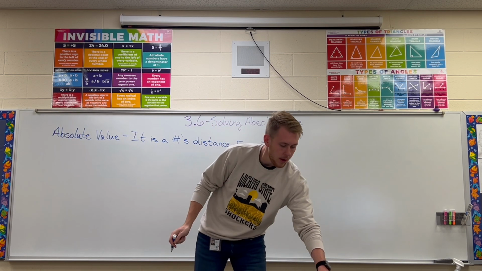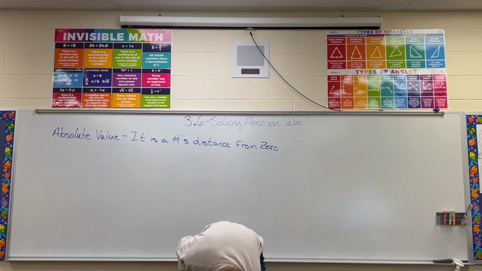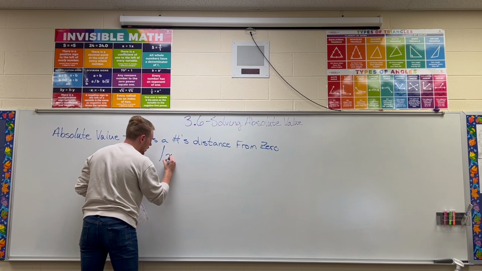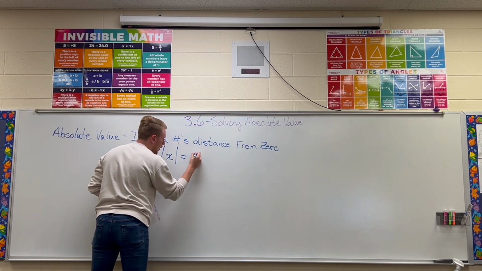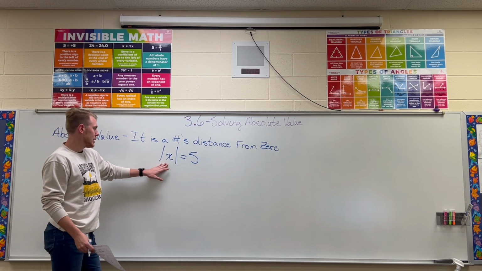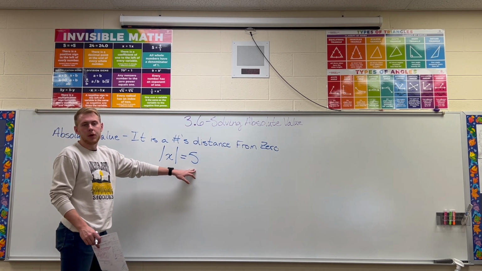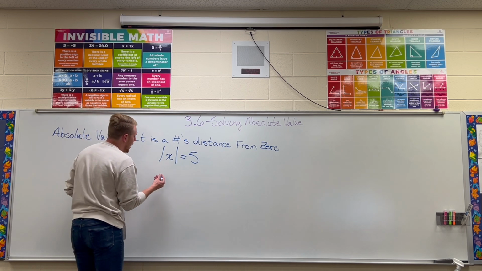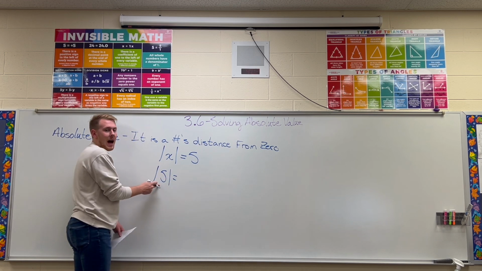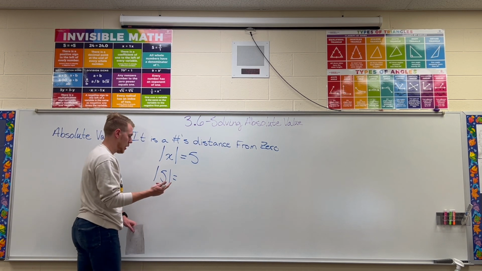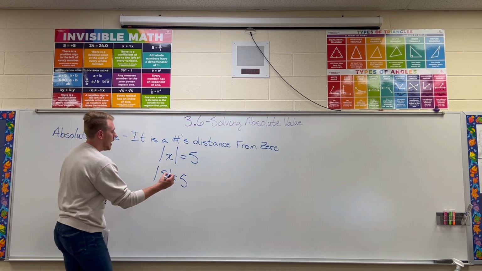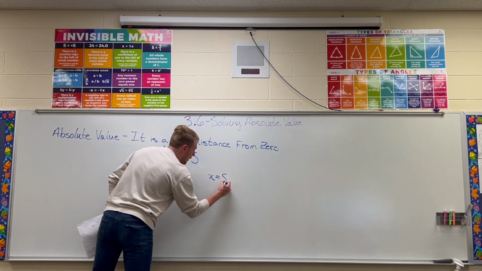So the absolute value of x equals 5. What can I plug in here for x that would equal 5 as an absolute value? Well, you'd say 5, because the absolute value of 5 is 5 spots from 0. Therefore, the absolute value of 5 is 5. So I get x equals 5.